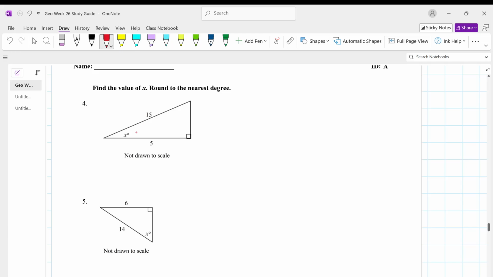All right, so now we're finding angle measures. So we're going to use inverse sine, cosine, tangent. So we've got an angle, we got its adjacent side, and we have the hypotenuse. Adjacent and hypotenuse, cosine. But we're finding an angle, so we're going inverse cosine. And adjacent is 5, hypotenuse is 15.